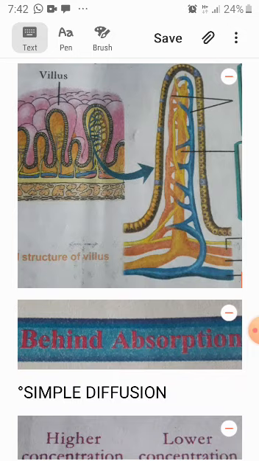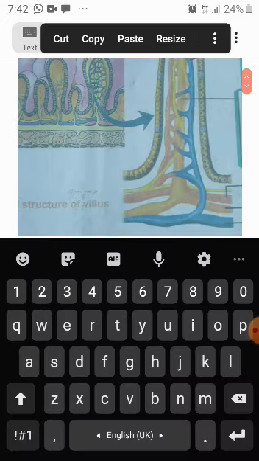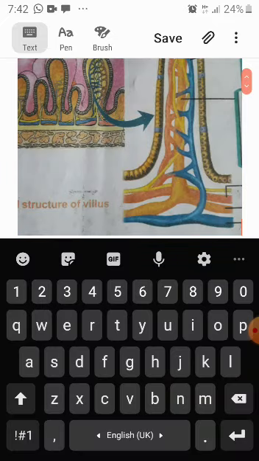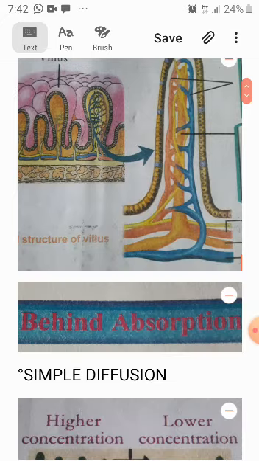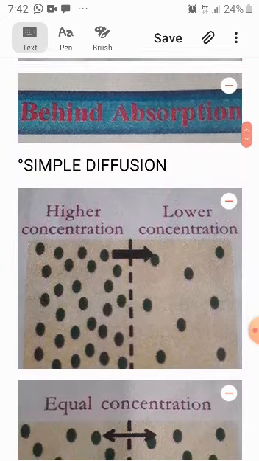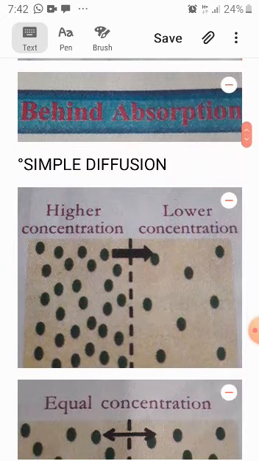There are certain processes working behind the movement of molecules in and out of the cell. Behind absorption, some processes are seen, which are simple diffusion, facilitated diffusion, osmosis, and active transport. First, we are discussing simple diffusion.